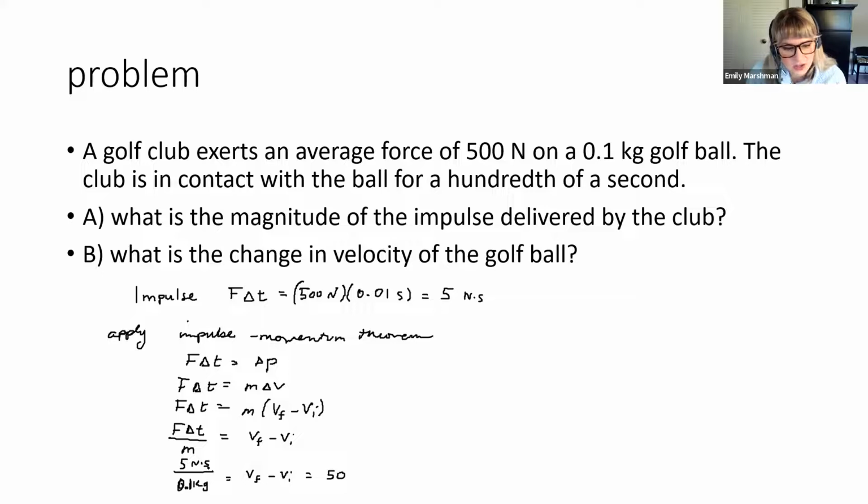If we're in standard units, a newton divided by a kilogram is going to be a meter per second squared, but then I have a second on the top, so it's going to be 50 meters per second. That's the change in the velocity of the golf ball. Right? So if the golf ball is just sitting there and its initial velocity is 0, its final velocity is going to be 50 meters per second.